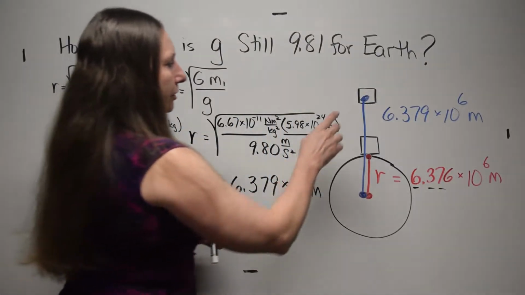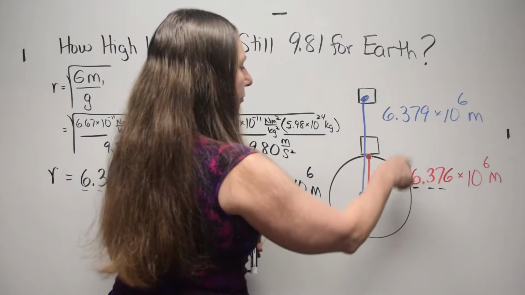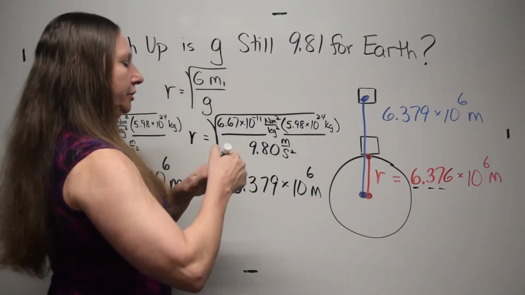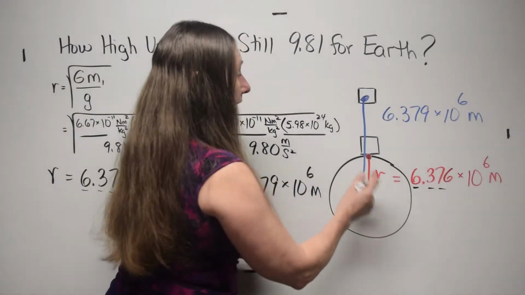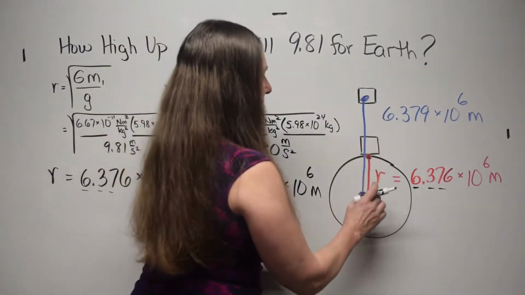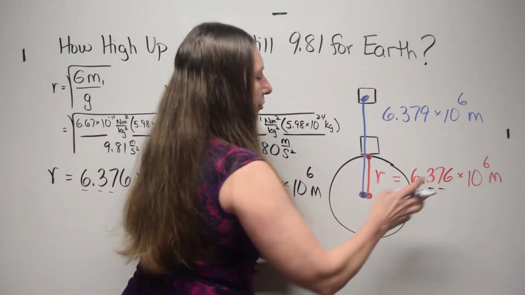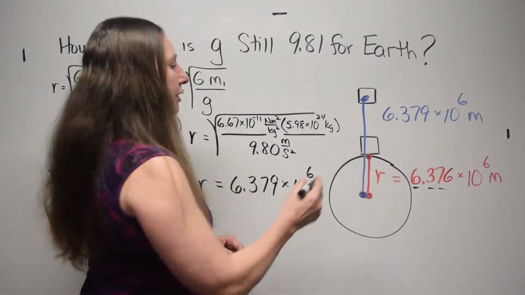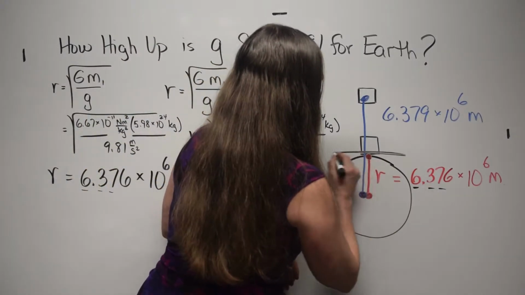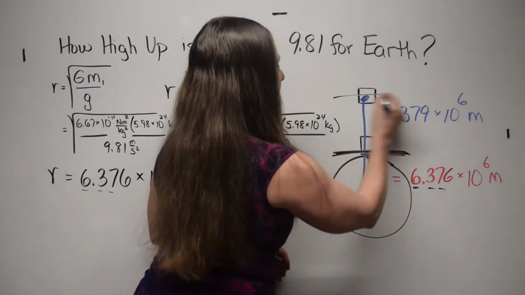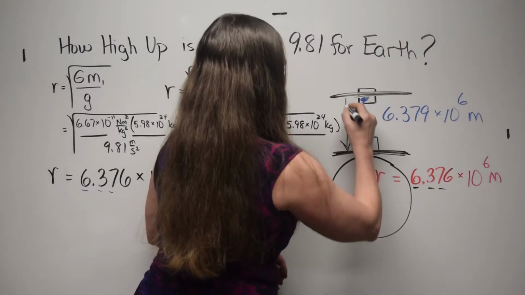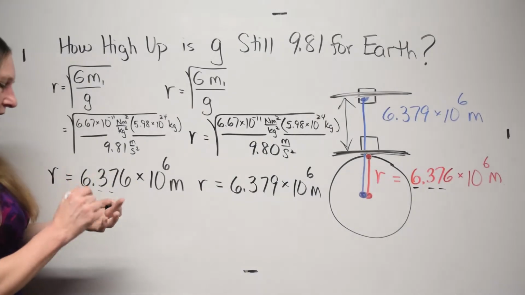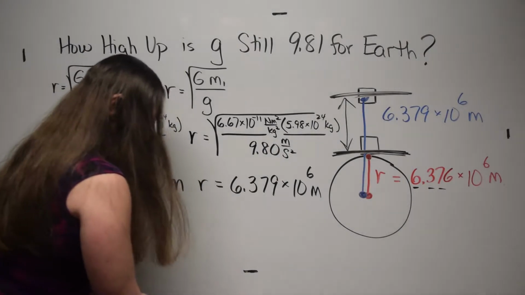All right, so what we're going to do now is figure out the height above the surface of the Earth. We know that here to here, and this is not drawn to scale, obviously. We know that from here to here, we've got 6.376. We know that from here to here, we've got 6.379. If I want to know the height above the surface of the Earth, from here to here, we're going to have to subtract these two distances. All right, so let's do that.